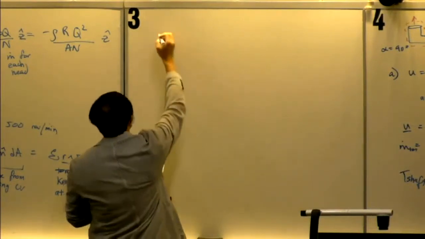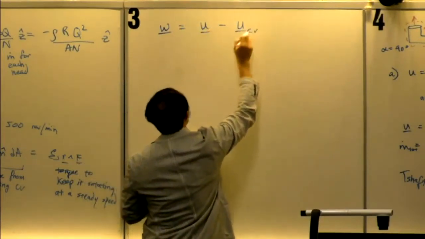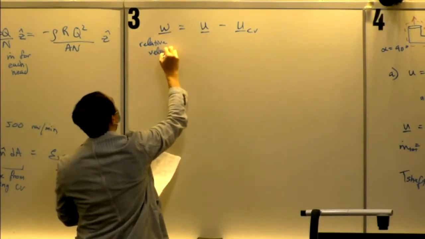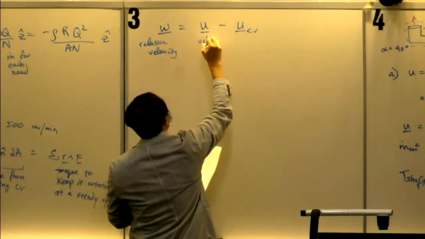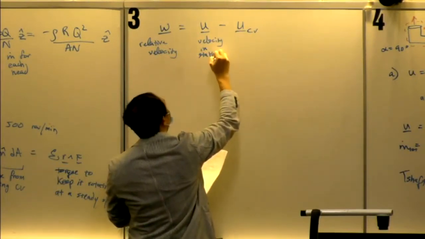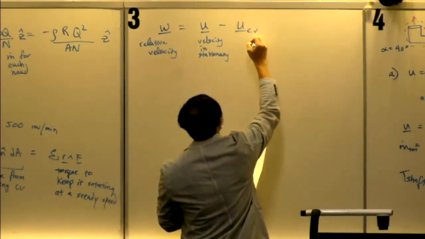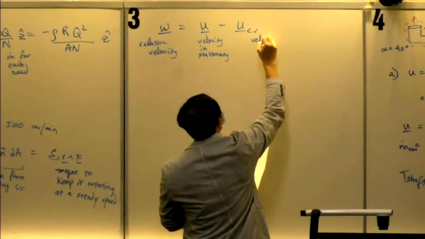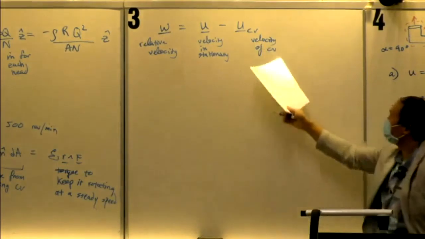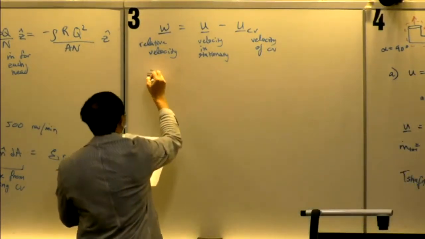All right, so we define the relative velocity. So this is a relative velocity. This is the velocity in the stationary frame. That's going to determine how much angular momentum, how much torque you need. And this is the velocity of the control volume. And that's where our omega is going to come in. You can also rewrite the same exact thing as this.